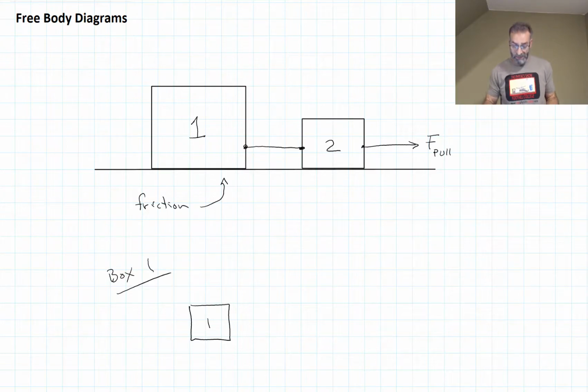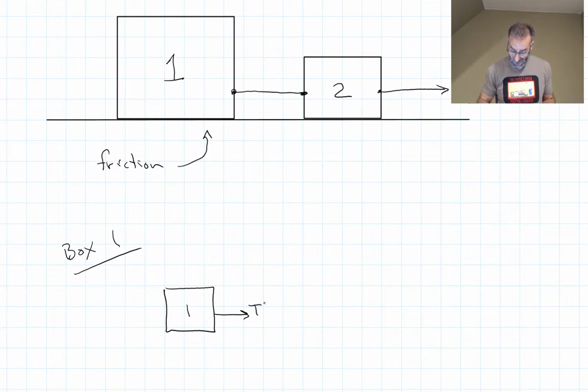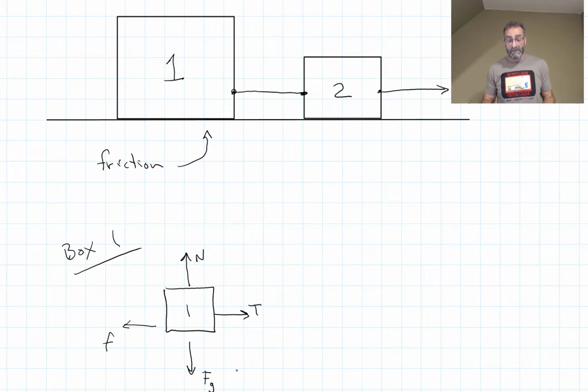Starting with box 1, what's touching it? Well, the rope is touching it. That's tension in the rope pulling on box 1. The ground is touching it. That can interact two ways, through a normal force and through a friction force. And the friction force is going to be to the left. And what can reach in from a distance? Gravity. Now, if you haven't done it already, do your free body diagram for block 2.